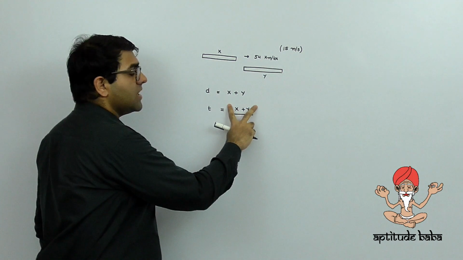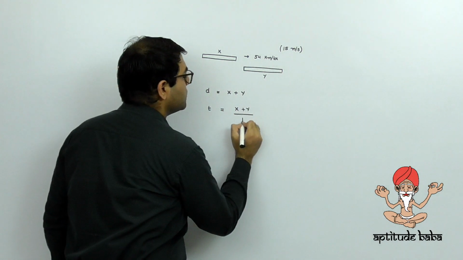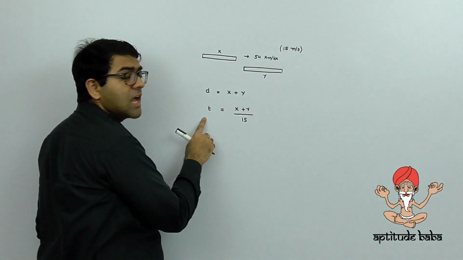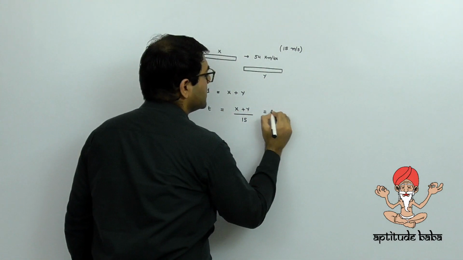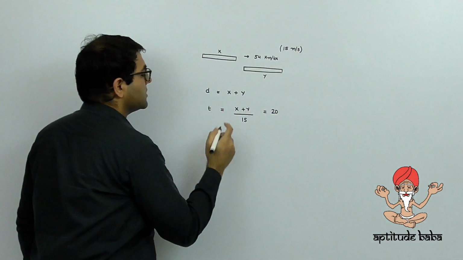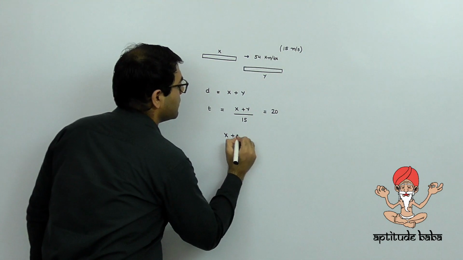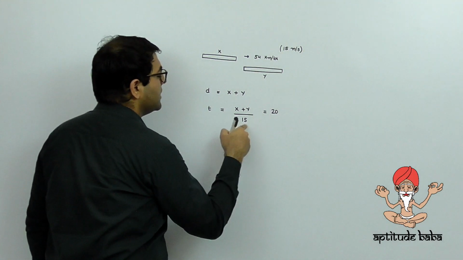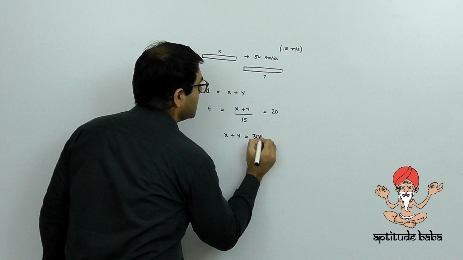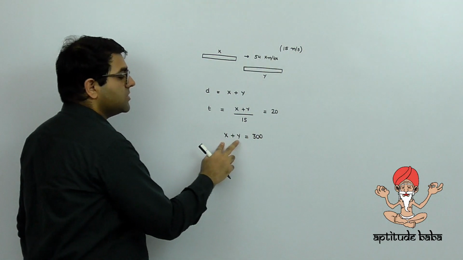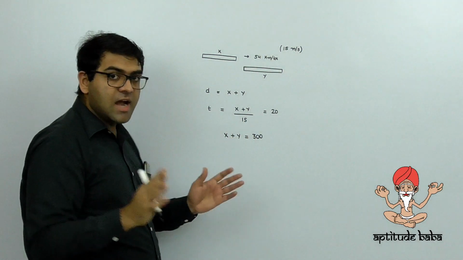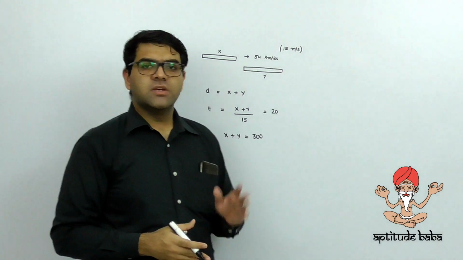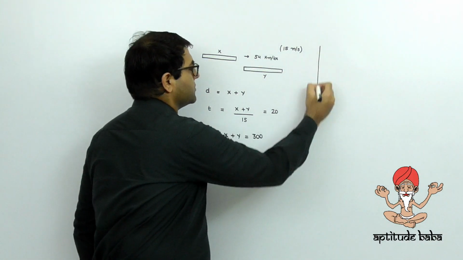Now a distance of x plus y is traveled at a speed of 15 meters per second and the time taken is given to me as 20 seconds. From this expression, I get the value of x plus y as 20 into 15, which is 300. So the length of the train plus the length of the platform added together is 300 meters. This was half the question.